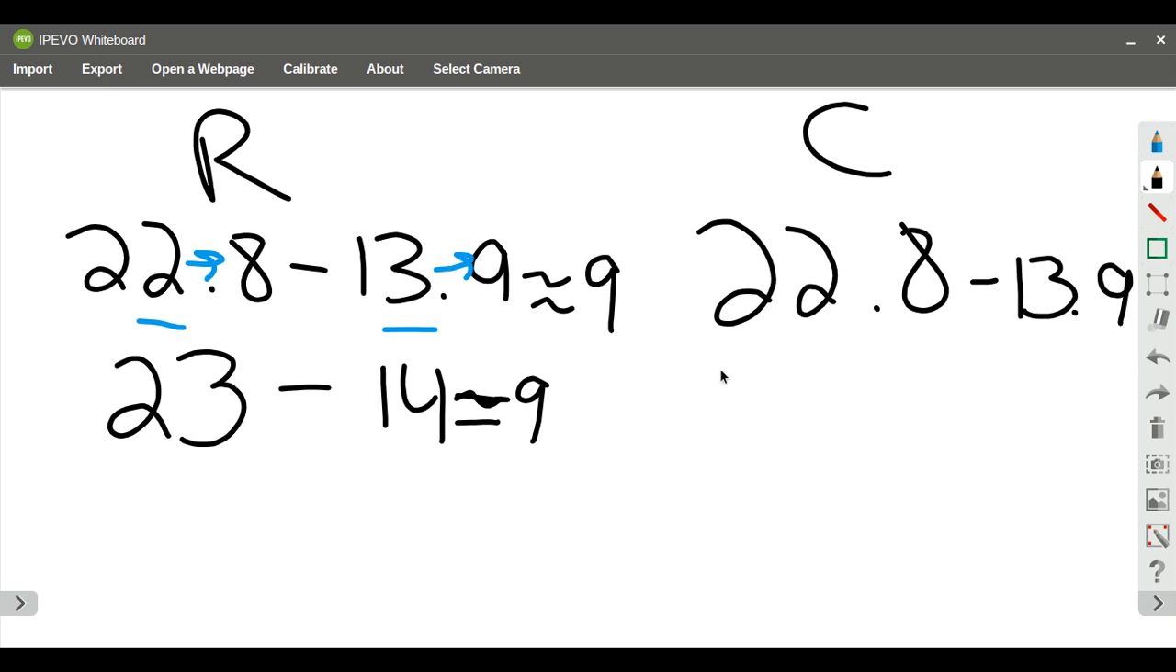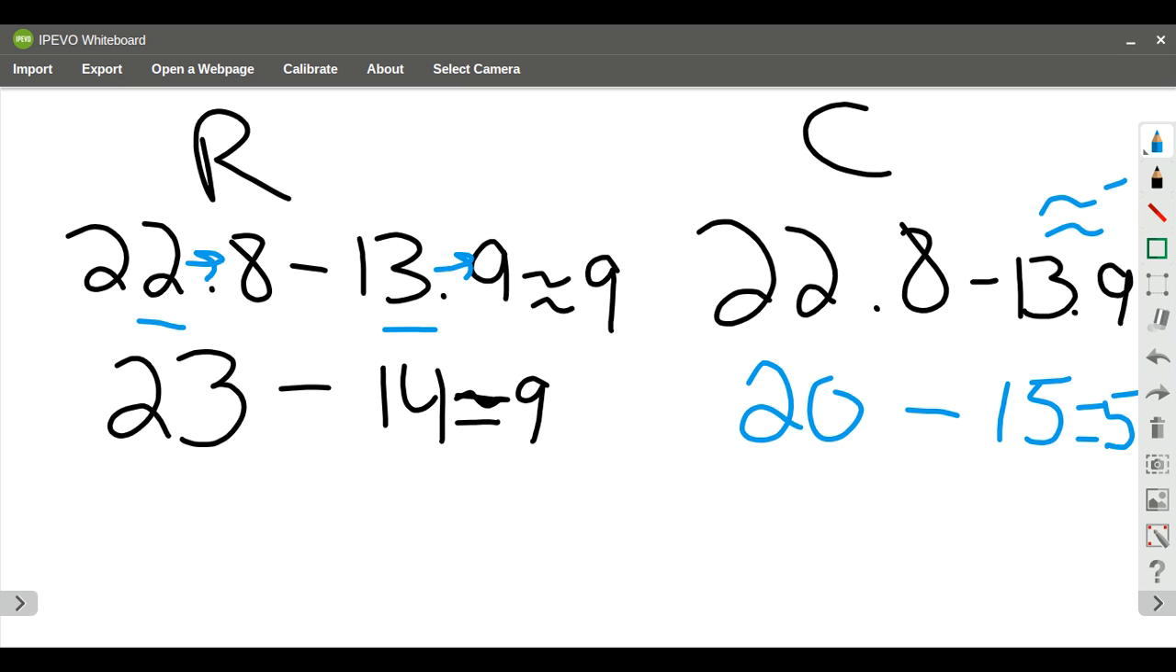Now, compatible numbers are going to look different. I want to find a 5 or a 10 that is near 22 and 8 tenths that's going to be easy to round. So in your book, they give you the example 25. They did 25 because 22 and 8 tenths is going to be closer to 25 than 20. Either one of those is going to work. So I'm going to do 20. And then I'm going to subtract, and 13 and 9 tenths, that's close to 15. So my answer here is going to be 5. So when I do this, I get an approximate answer of 5.